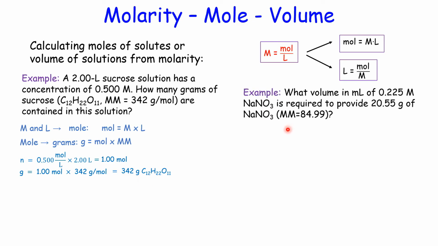Now let's take a look at the second example. What volume in milliliter of 0.225 molar sodium nitrate is required to provide 20.55 grams of sodium nitrate? Okay, what do we know? We do know molarity, so the molarity is given, and then we do know the mass. Mass is given, but from mass we should be able to find out the moles.